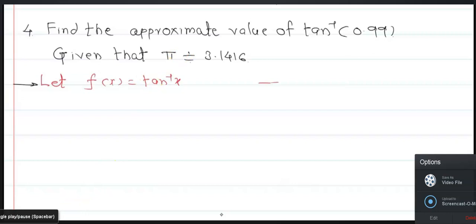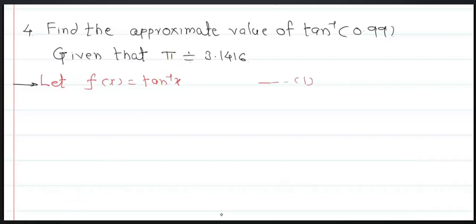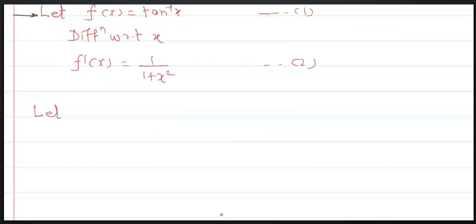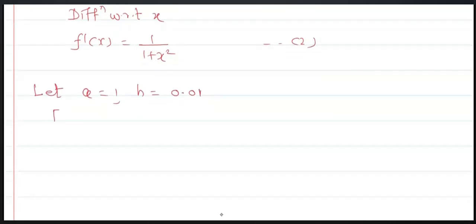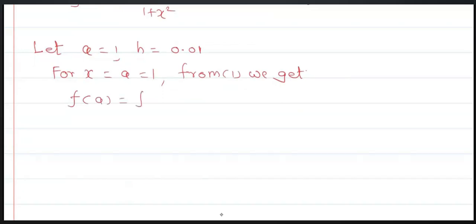Its derivative we know from chapter number 1. Now differentiate this. f dash of x is equal to 1 upon 1 plus x square. a is equal to 1, x is equal to 0.99. That is 0.99 minus 1, then you will get the value of h. h is minus 0.01. x is equal to a is equal to 1.